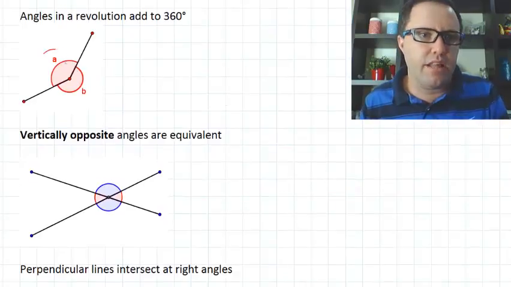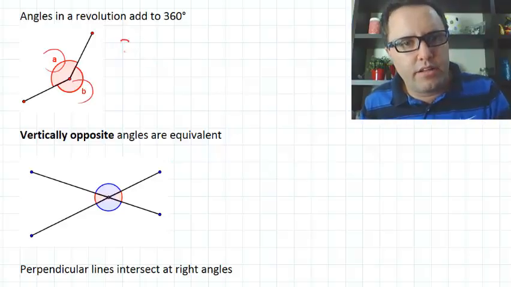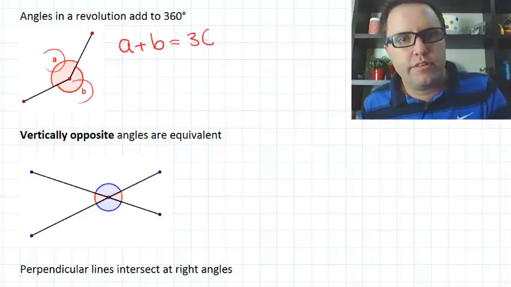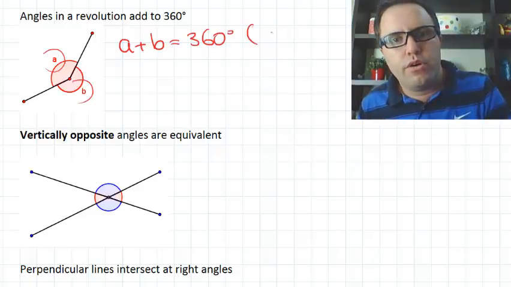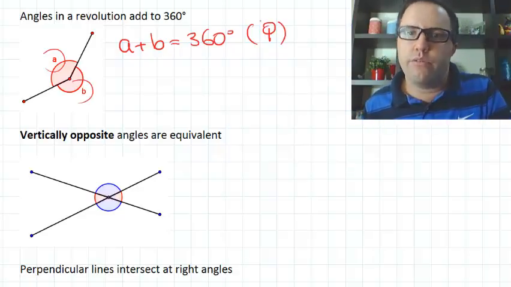So we've got angle A and angle B here. We could say that angle A plus angle B is equal to 360 degrees because of our revolution rule. Sometimes it's called a lollipop rule, but you can see it's like the line with the angle going all the way around.